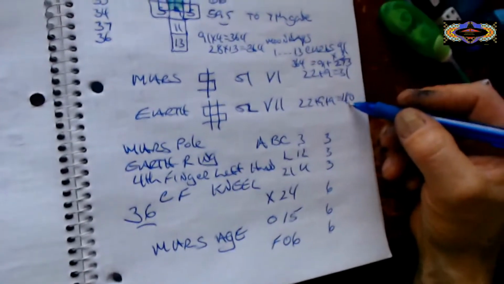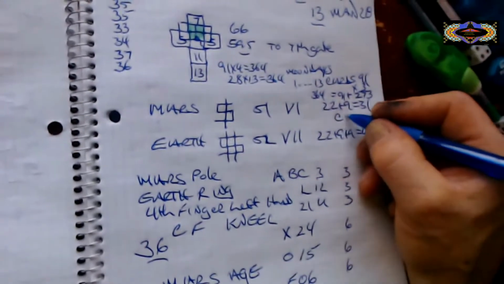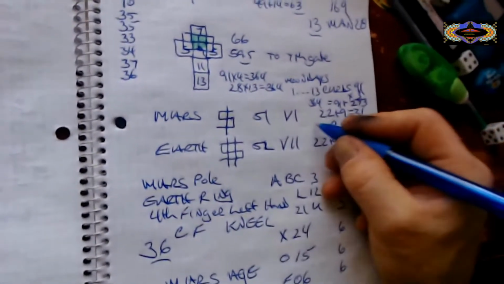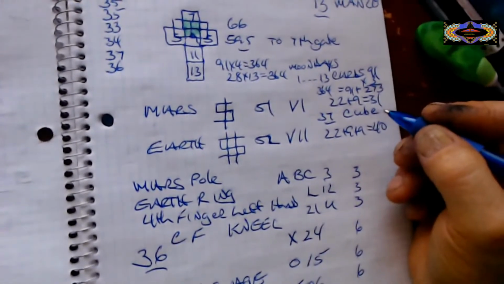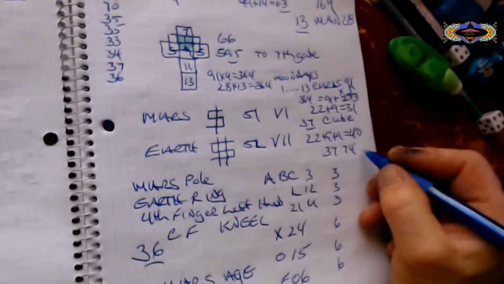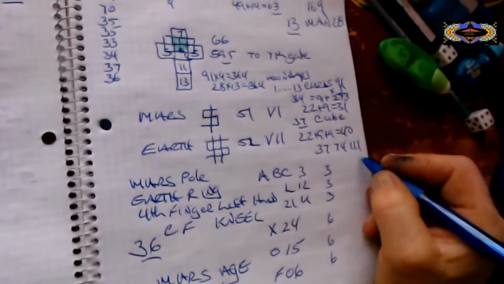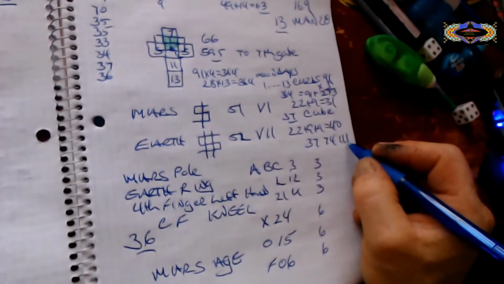Noted that Earth equals 40, the blue world, and Mars equals the cube, number 37, Christmas. You double that up, it becomes 74. You double it up, you got 111. The 20th day, the 21st day of April.